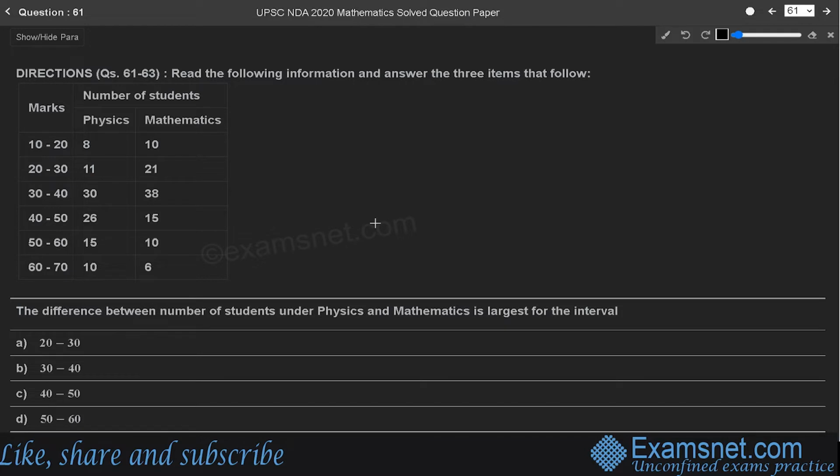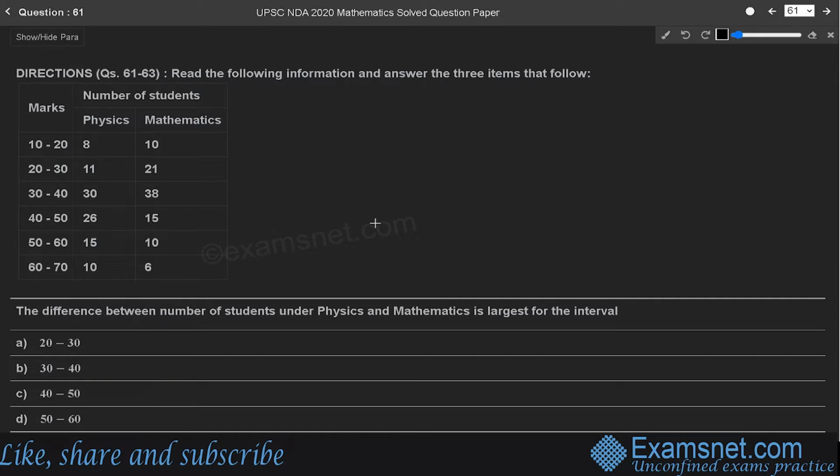Let's start this session. Here is a question. Read the following information and answer the three items that follow. This is a question whose direction will be used for the coming two questions also. So here is a table which consists of marks and the number of students for physics and mathematics.